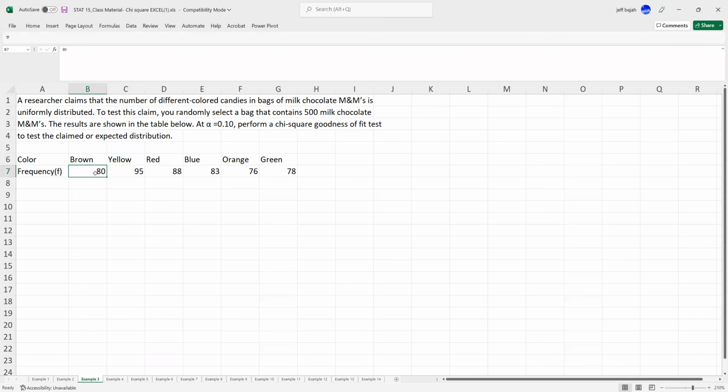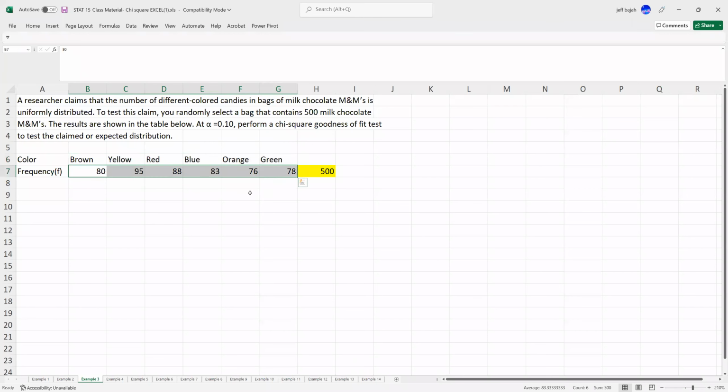The brown ones were 80, yellow ones were 95, red ones were 88. So you got different numbers. Let's say this totals to 500, and then that would make sense. So what you had were the colors, but they were different quantities.